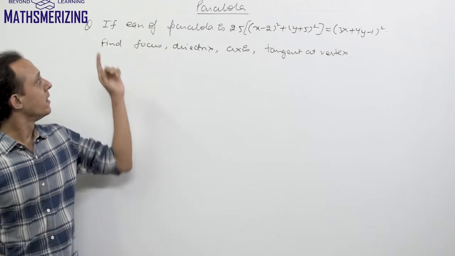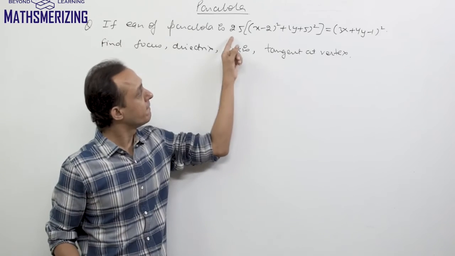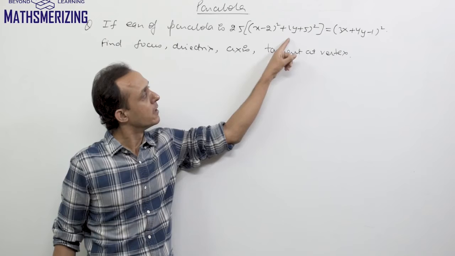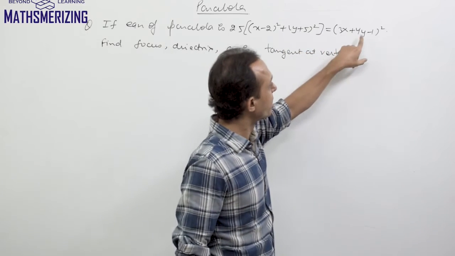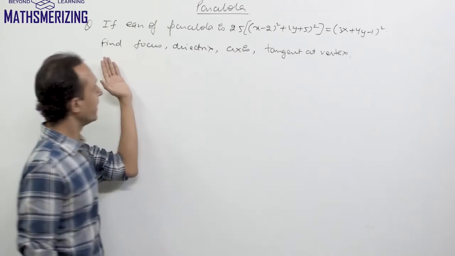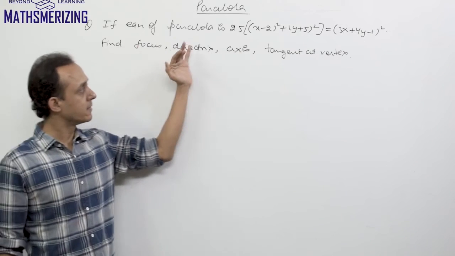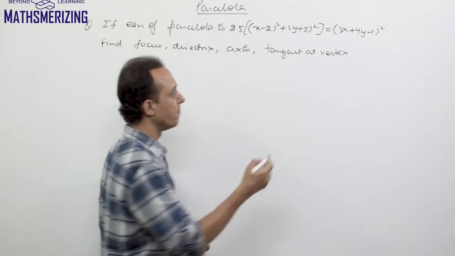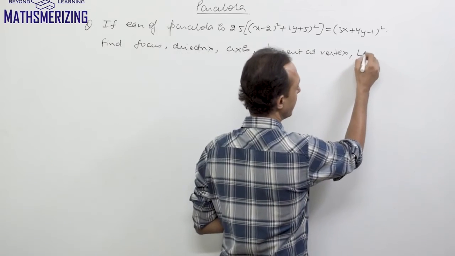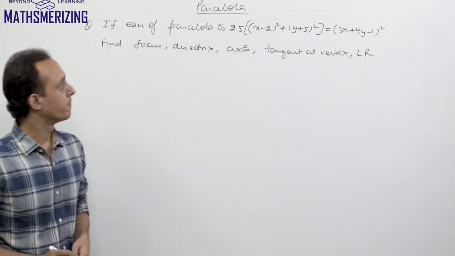Now here the question is: if the equation of a parabola is 25 times (x minus 2) whole square plus (y plus 5) whole square, and this is equal to (3x plus 4y minus 1) whole square, we need to find its focus, directrix, axis and tangent at vertex. And maybe we'll also find its length of latus rectum.